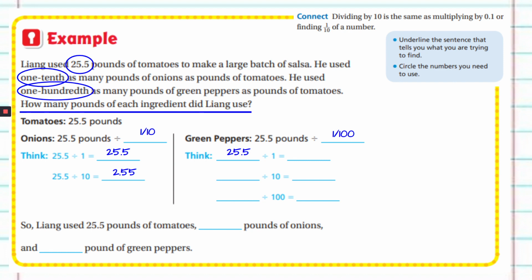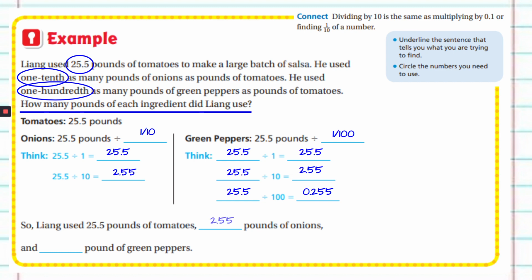So now we're going to go to the peppers. Divided by 1 is the same. Divided by 10 is going to be 2 and 55/100. But we still need to divide it by 100 to find out. So divided by 100 gives us 0 and 255 thousandths pound of green peppers. So very little amount of green peppers.